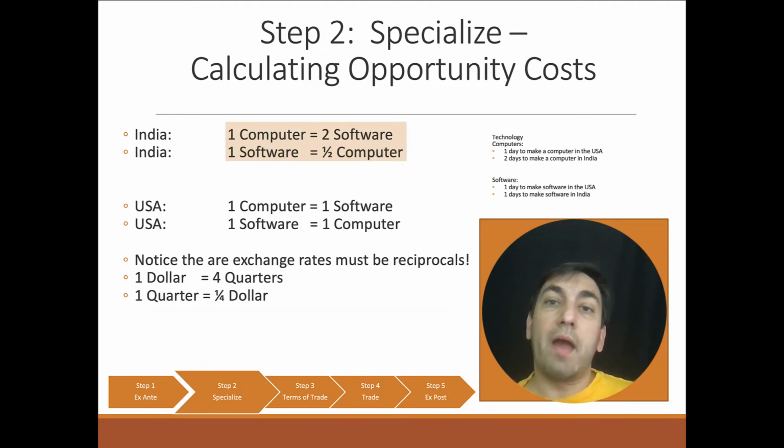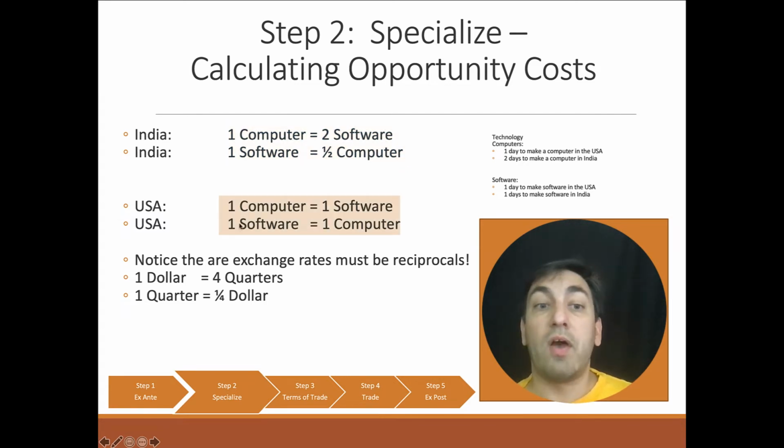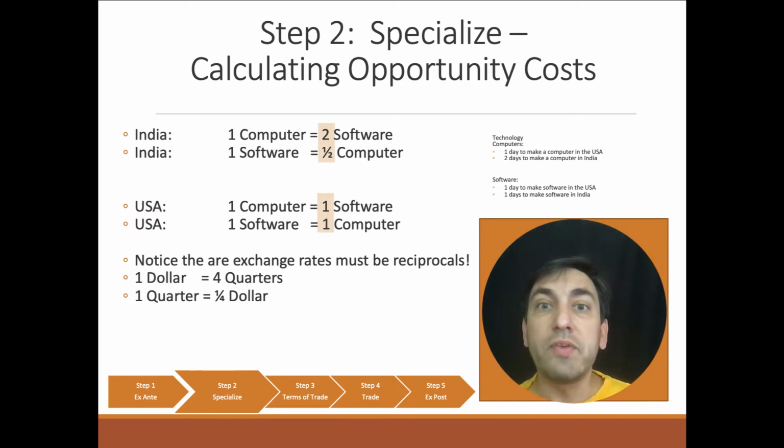If we group the opportunity costs together and you look at what's happening in India, 1 computer is equal to 2 software, or 1 software is equal to a half of a computer. In the United States, 1 computer is 1 software, and 1 software is 1 computer. What is happening? Well, these are reciprocals. These are exchange rates. Remember, reciprocal is 1 over that item.